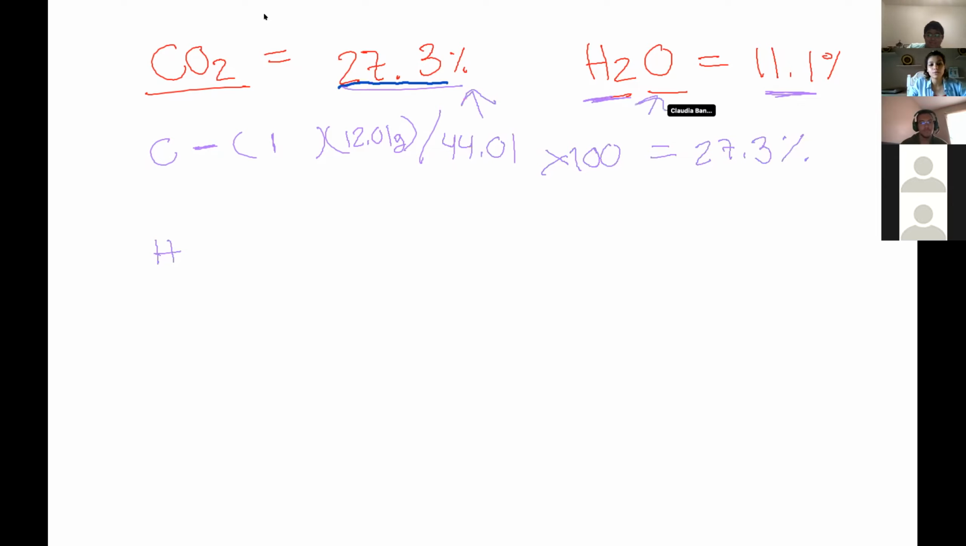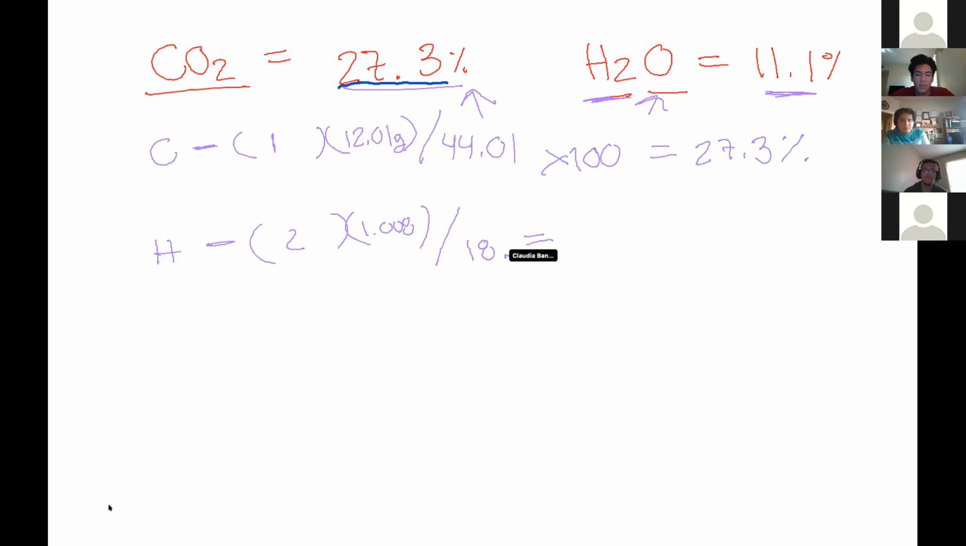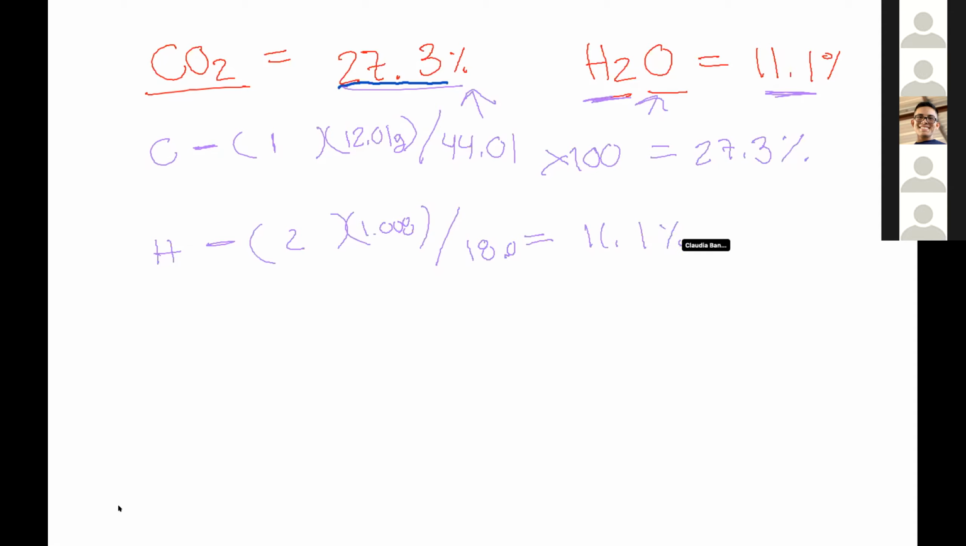Now we're going to move on to water. How many moles of hydrogen do we have? 2. And how much does it weigh? 1 gram. Good. And how much does water weigh? 18 point something. If you do the calculations right, you're supposed to get 11.1%. So these are the percent compositions of this whole.